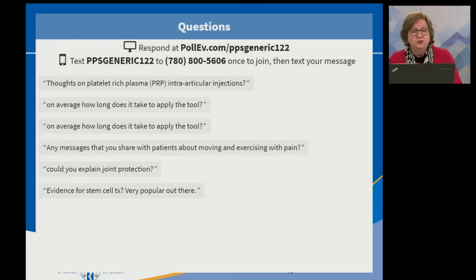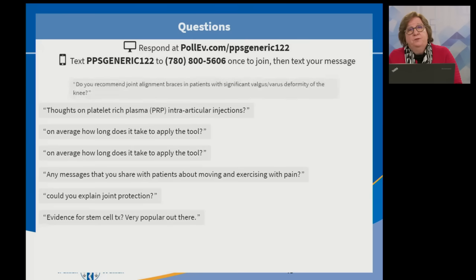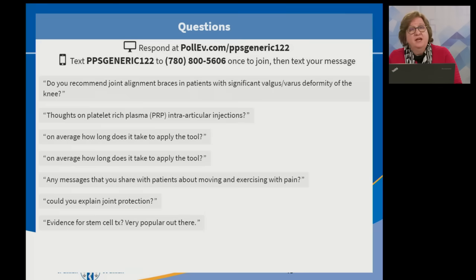Any messages that you share with patients about moving and exercising with pain? Absolutely. So I usually say movement is much better than stationary activity or than no movement. So movement is medicine. Movement is part of treatment. I have to get that concept across. Then I say start low and go slow. What are you doing now? How far can you go? Let's increase by just 10% every other day. Let's break up your activity. Let's look at what's difficult, break them down to components, and see how we can keep you moving, but in a smarter way.